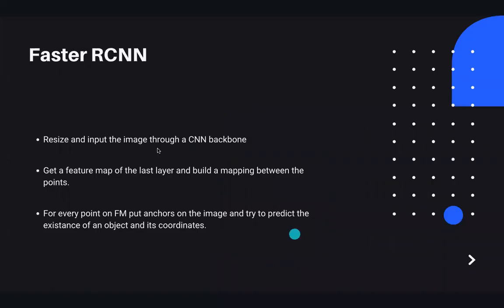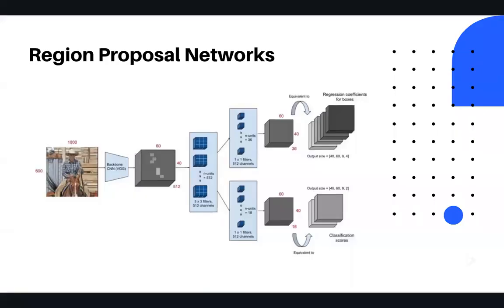Faster RCNN resizes the input image to fit it through the backbone and gets the feature map. For every point in this feature map, it goes to its corresponding location on the original image and puts several anchors on there. The proposed algorithm used 9 anchors of different sizes and ratios. Each of these anchors will be trained on binary classification, or will be trained for bounding box regression.